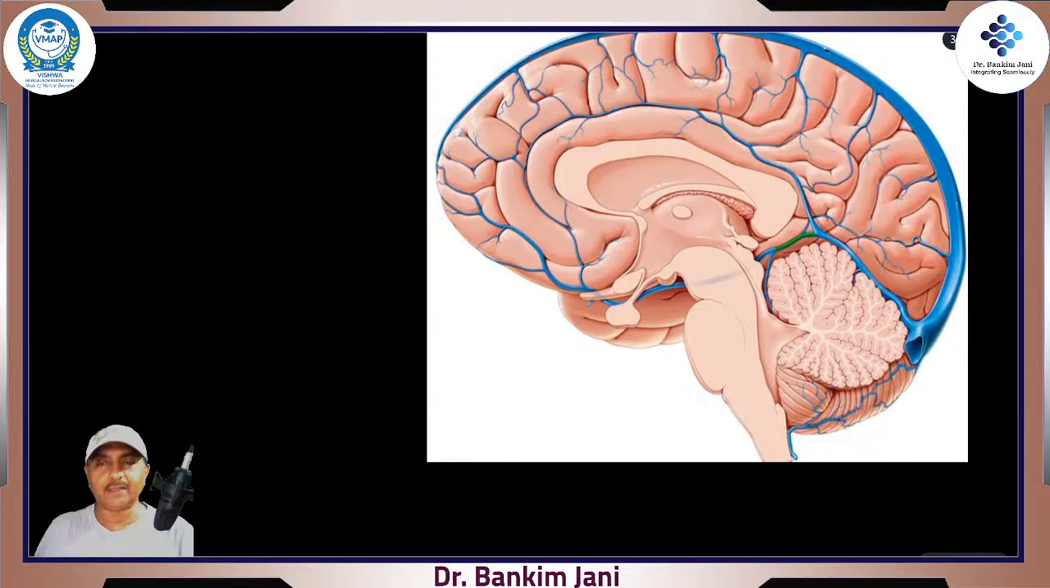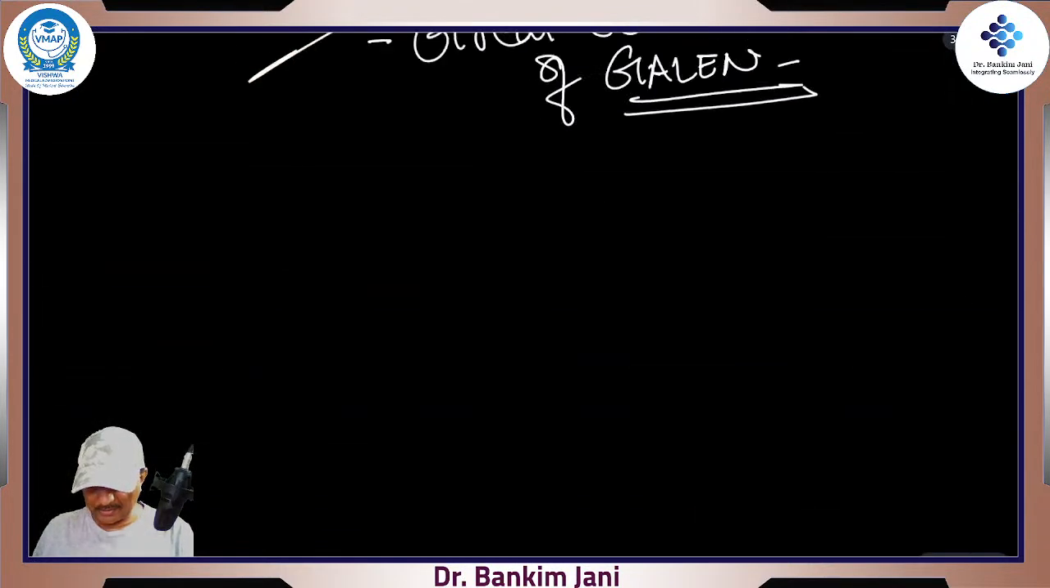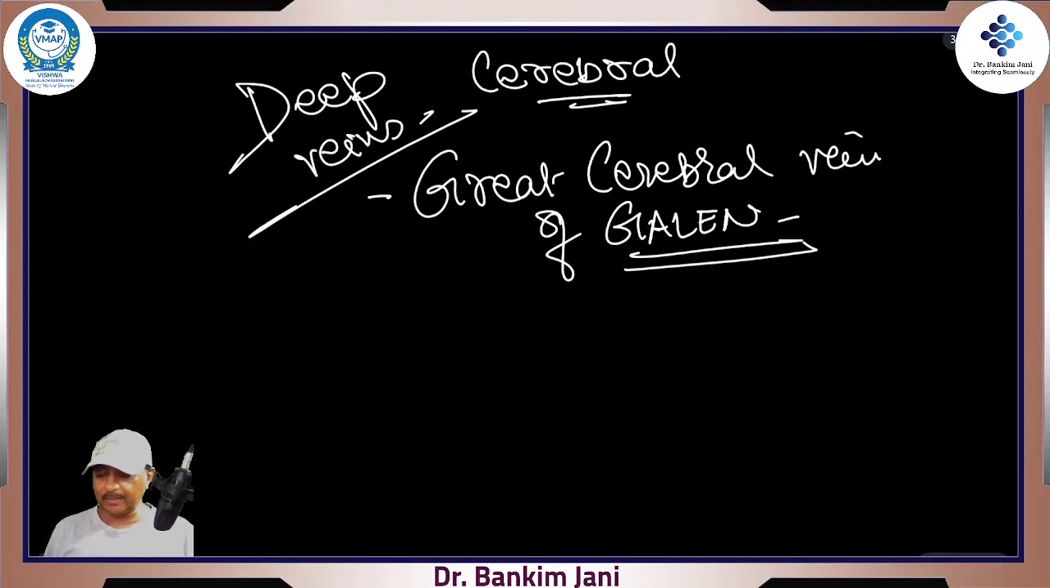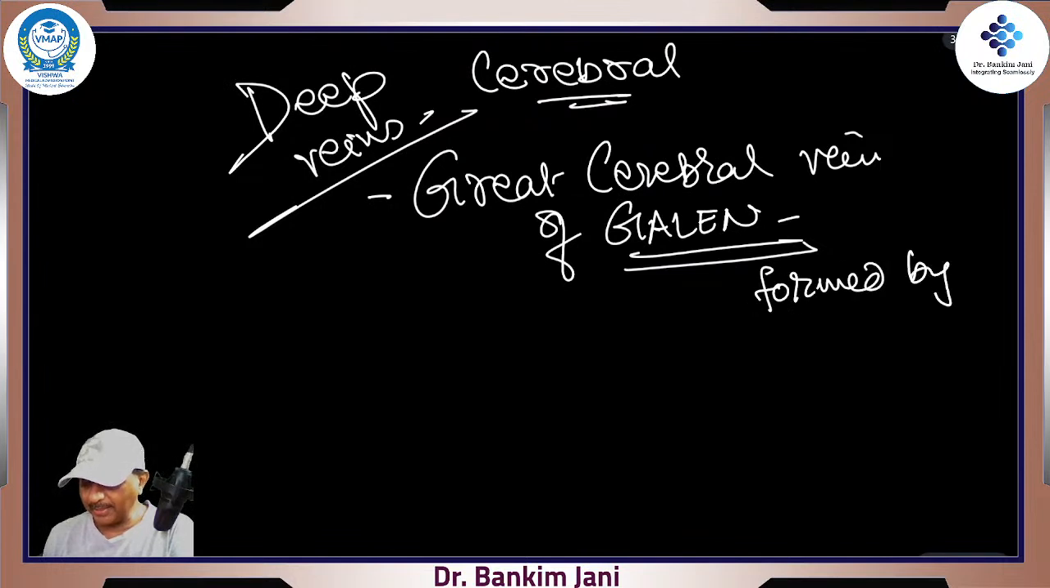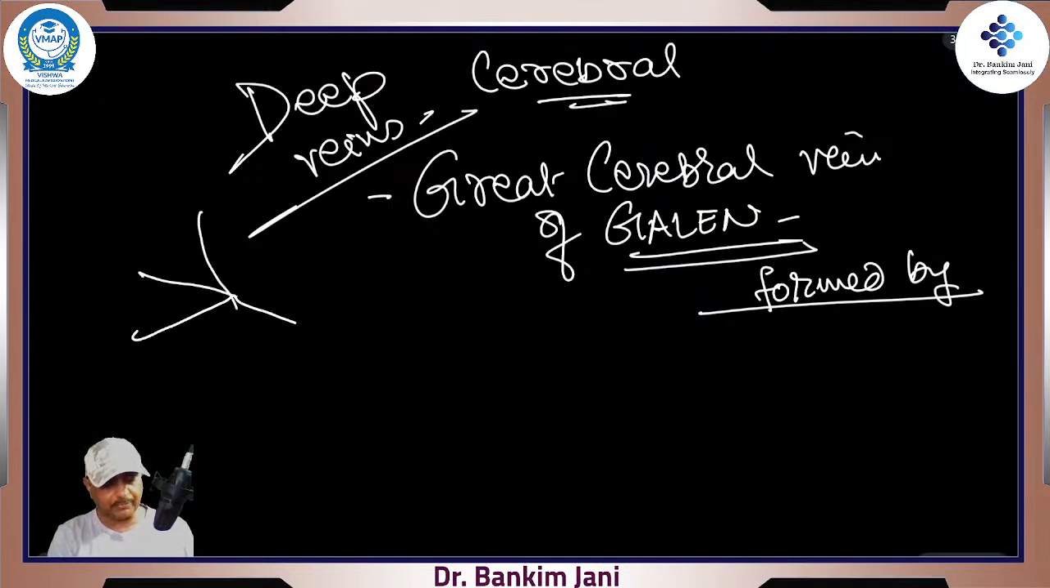See, this is like a link. So let's take it like this. That great cerebral vein of Galen, right? This is a deep vein, and it is formed by, how is it getting formed? It is formed by all those tributaries which are coming, like nadi, and they are forming this cerebral vein of Galen.